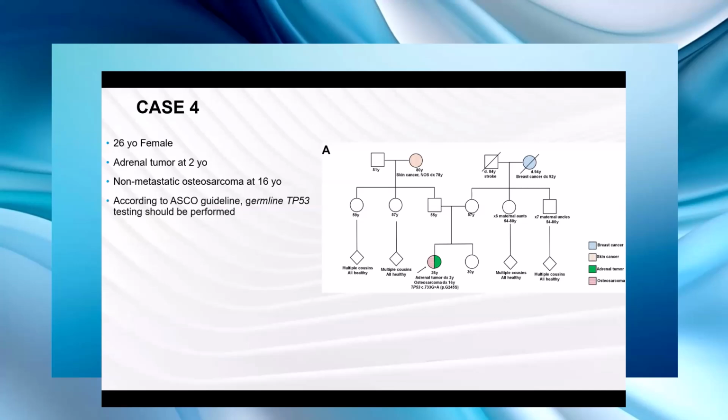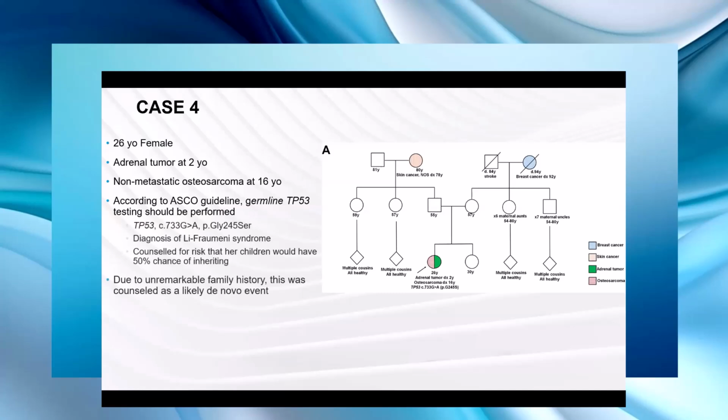According to the ASCO guidelines, germline TP53 gene testing should be performed. It identified a pathogenic variant in the TP53 gene, and this confirms the diagnosis of Li-Fraumeni syndrome. The patient was counseled that the risk for her children to carry this same variant is 50%. Due to the unremarkable family history, the patient was also counseled that this is likely a de novo event in her. So at this time, all data points to a typical case.